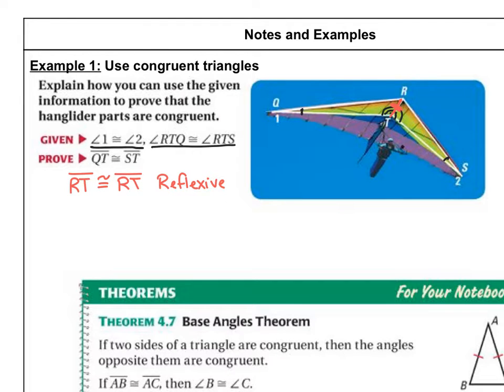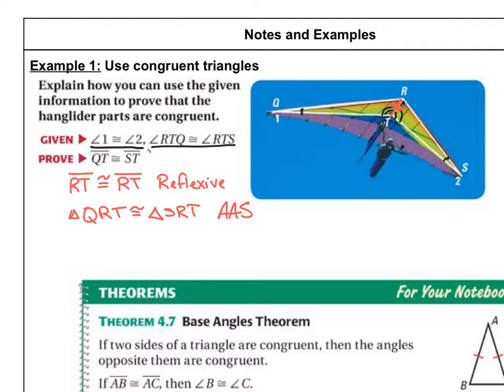So then, because I have enough information there, I can say triangle QRT is congruent to triangle SRT. And I know that because of the angle-angle-side theorem. So AAS allows me to say that the two triangles are congruent.